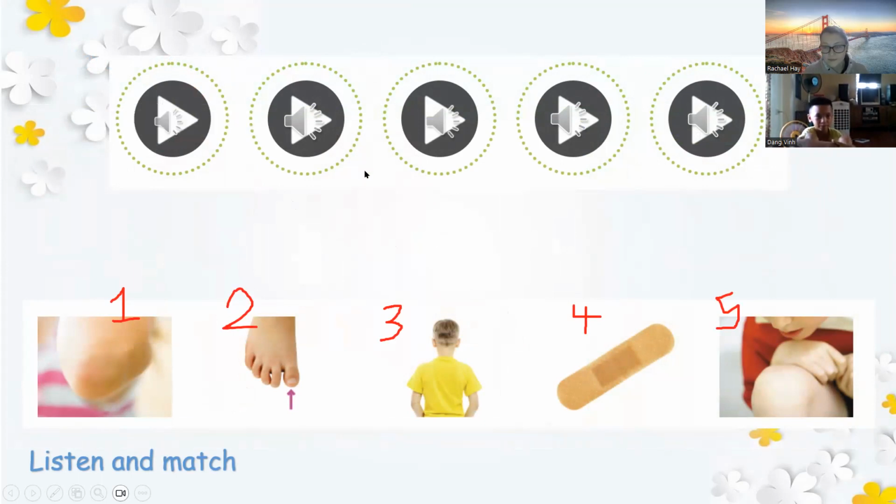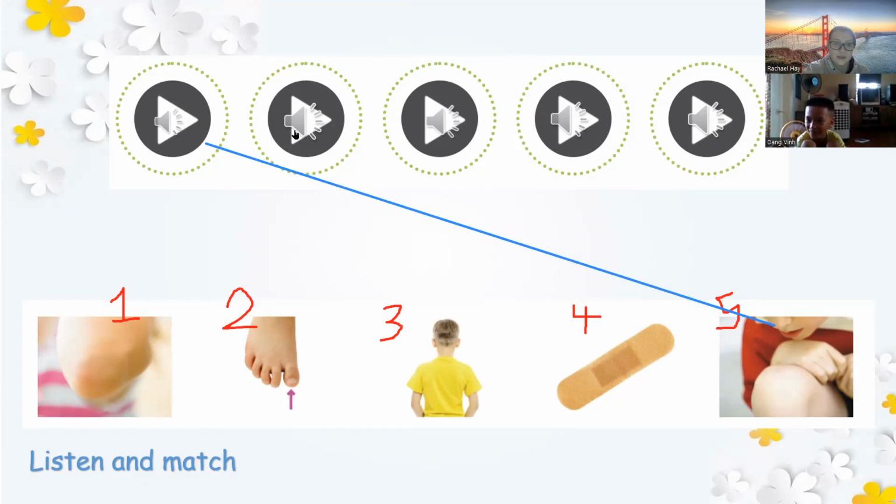Knee. Ow! I hurt my knee. Okay, where is knee? One? That's not a knee. Five. Five, very good. Okay, next one. Elbow. Ow! I hurt my elbow. Where is elbow? One.